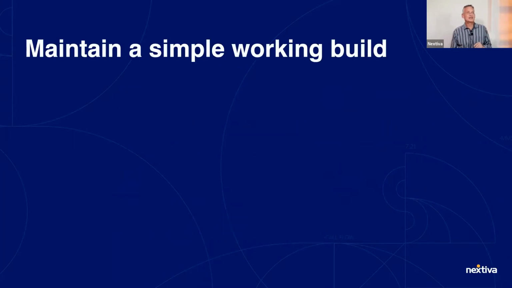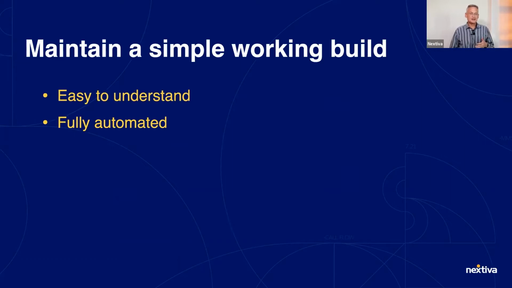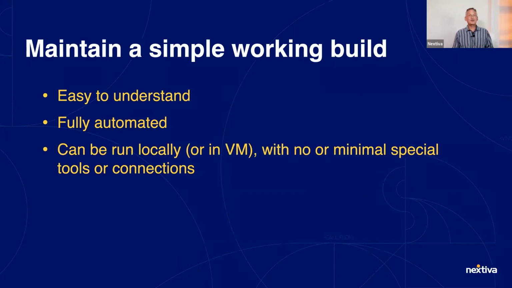Okay, number one, the simplest and the first, this is the front door. The front door to your house is the build. Maintain a simple working build. You want it to be easy to understand. You want it to be fully automated. The third one is my favorite. It's really hard to achieve. It's my favorite because I always scream about it. Everybody here has heard me complain about it because it's hard.